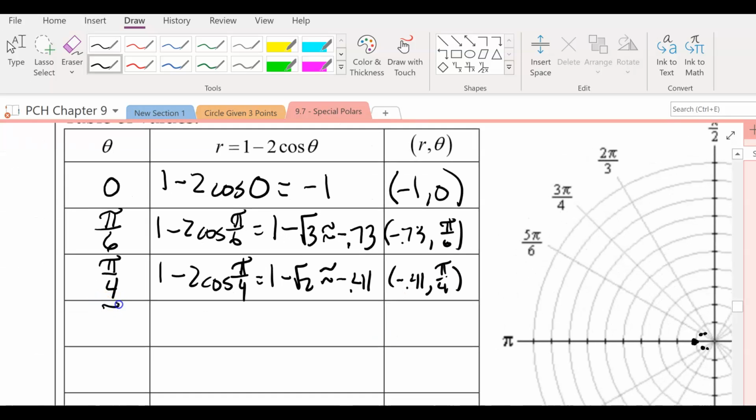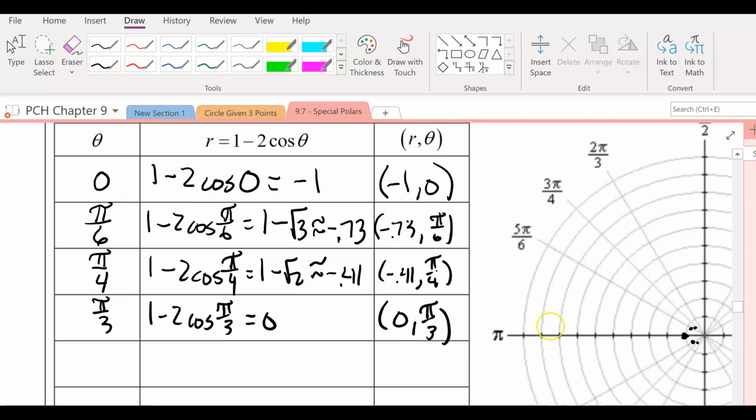Alright, next let's do pi over 3. So I have 1 minus 2 cosine pi over 3. Cosine of pi over 3 is a half times 2 is 1, so 1 minus 1 is 0. So this point is 0, pi over 3. So that's just a point at the origin.